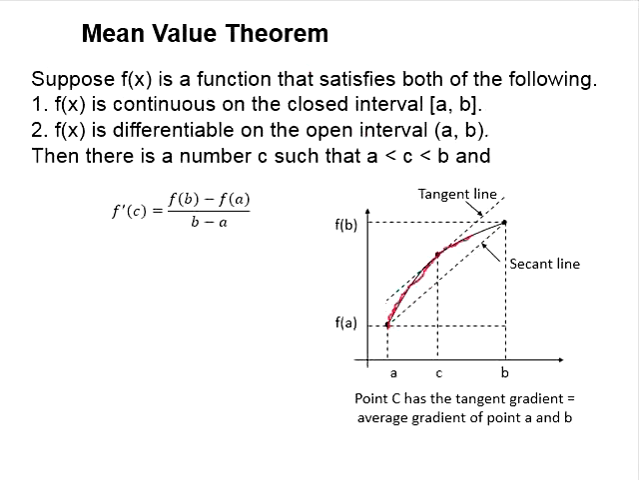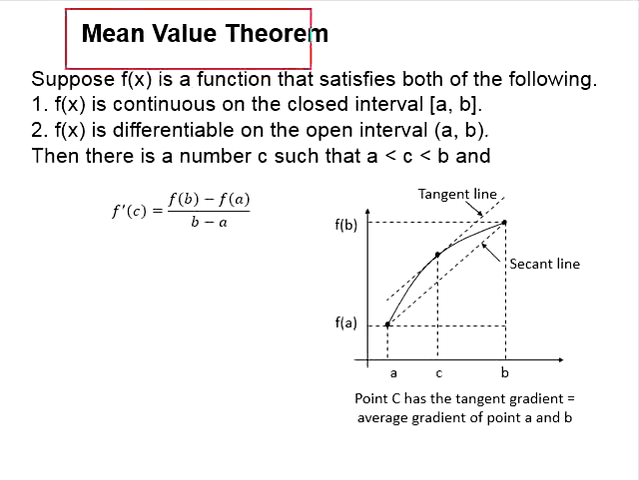Along the curve here, there will be a point C, where the gradient of the tangent line at point C is parallel to the secant line here. The process of determining this point is known as the mean value theorem.